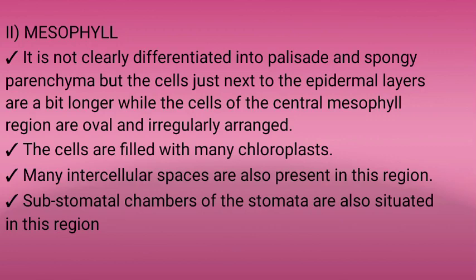Here you have to remember, the monocotyledonous plant leaf contains a single type of parenchyma cells in their mesophyll, not differentiated into spongy and palisade parenchymatous mesophyll cells. And a very important thing, these mesophyll cells are filled with many chloroplasts which help in photosynthesis. Intercellular spaces are also present. Substomatal chambers are also present at the stomatal region, which is situated in this mesophyll region only.